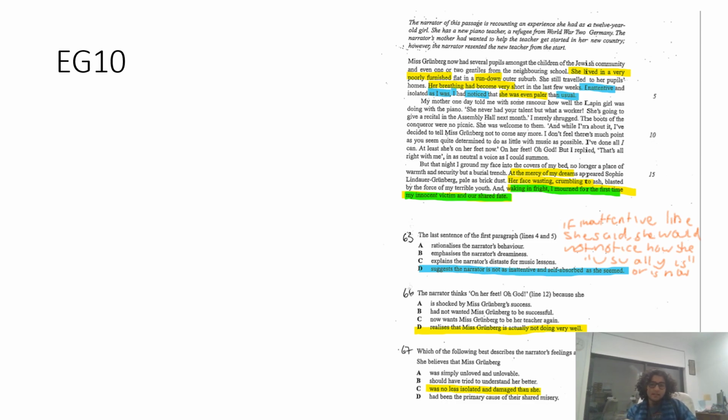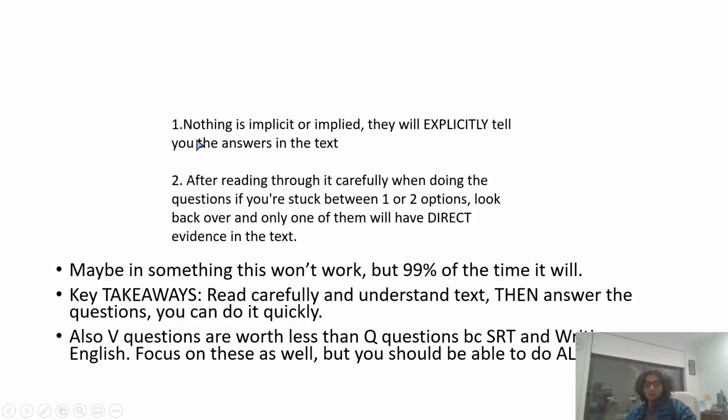Okay, so now we've gone through some ideas, right? What were some things that we saw? Try and remember. The first thing, look for explicit links. Everyone's able to know the answers. Nothing will be implied. They will explicitly tell you all the answers in the text. Another thing, after reading through it carefully, when doing the questions, if you're stuck, you will be able to eliminate two of them off the bat, easy, clean. Then it'll be tricky. You're stuck with two options. Look back over, and only one of them will have direct, explicit evidence.